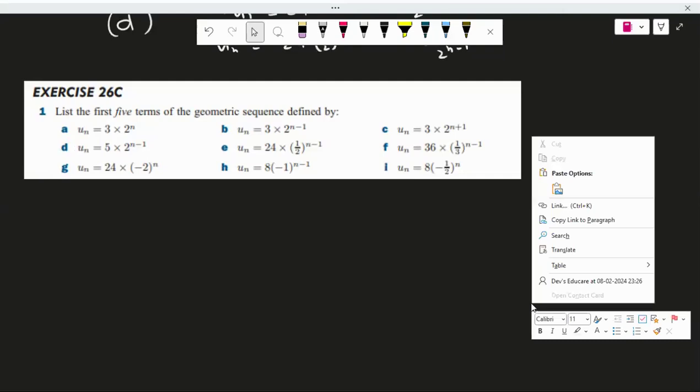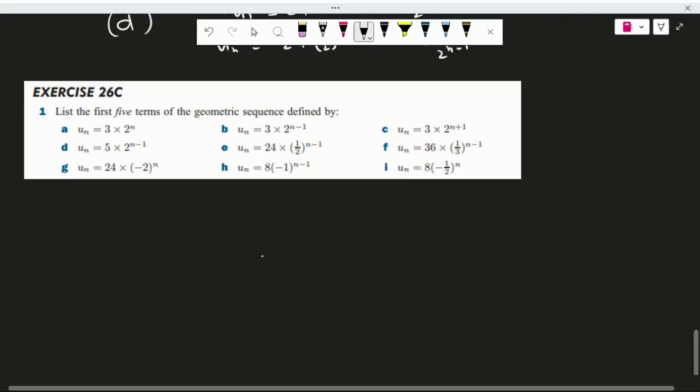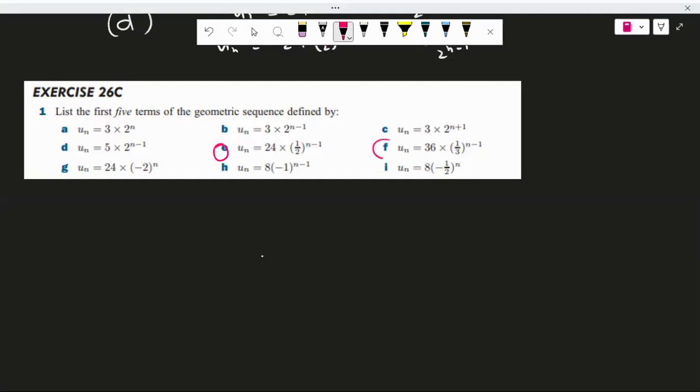List the 5 terms of the geometric sequence defined by this. 5 terms. We will do just 2-3 questions. So I am just randomly picking E part, F part, and I part. These 3 parts.